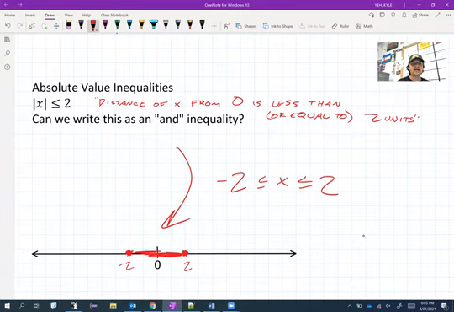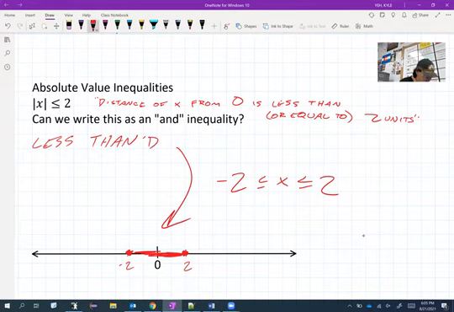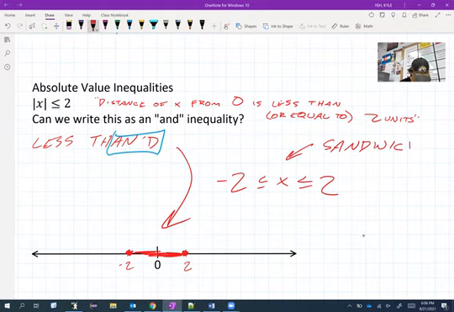Okay, so anytime we see an absolute value inequality where the absolute value is less than, that means that it is going to be an and inequality. And a couple ways to think about this. Anytime we see absolute value is less than, it's going to become less than, if you will. Or my personal favorite, because this here looks like a sandwich with x in the middle of -2 and 2.